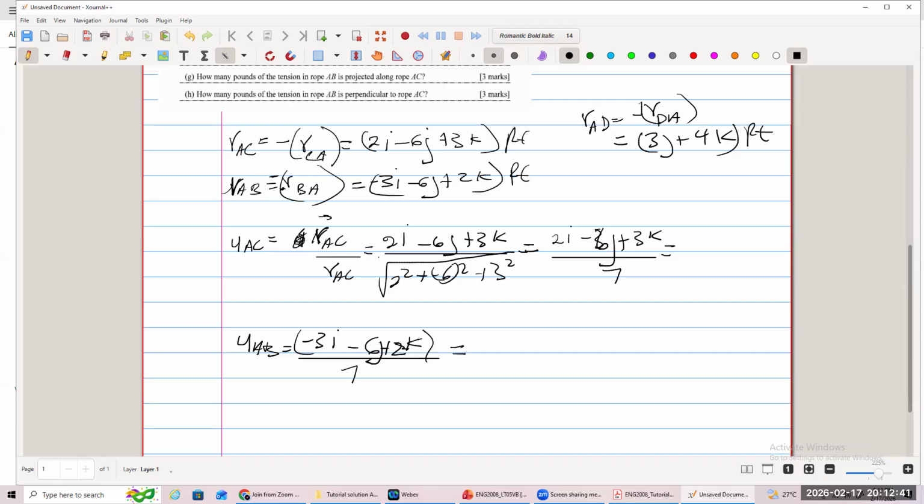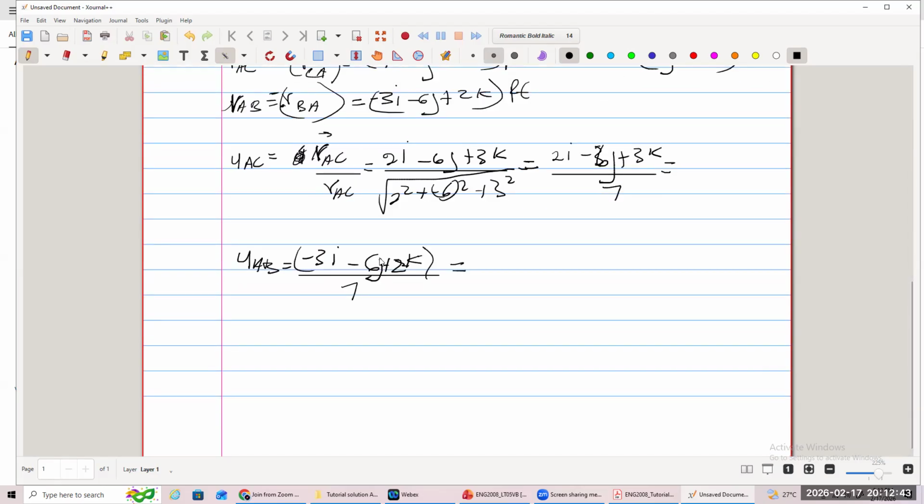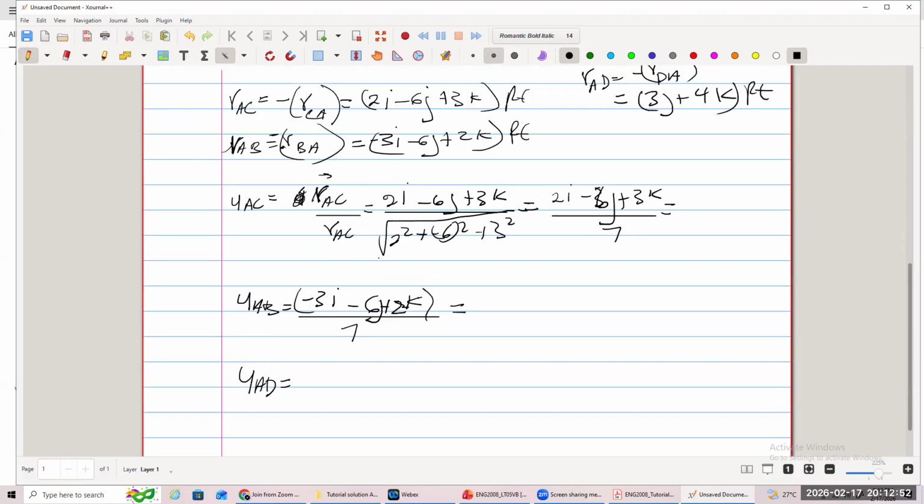Alright, so you can give me the unit vectors of both of them. And the next one would be UAD, which is the unit vector of its position vector, 0i plus 3j plus 4k upon 5. Can you give me those unit vectors, please? Thank you.